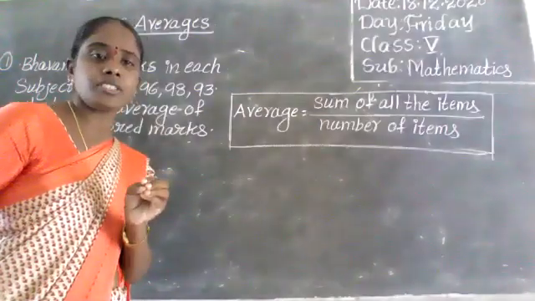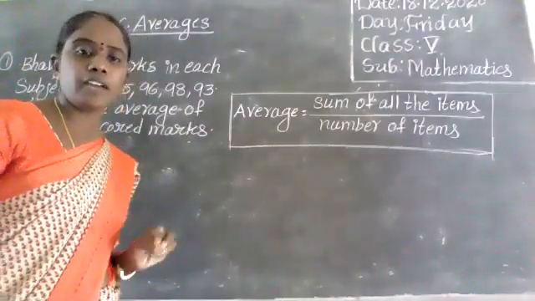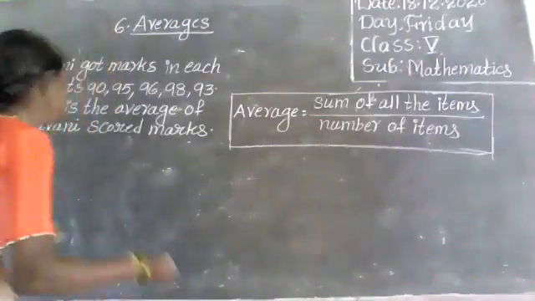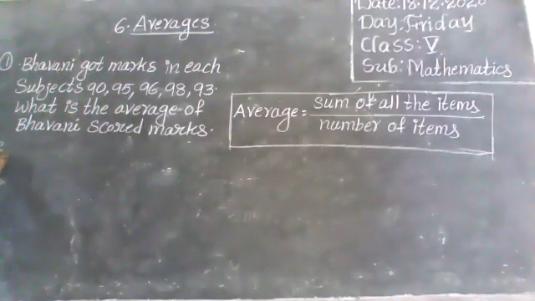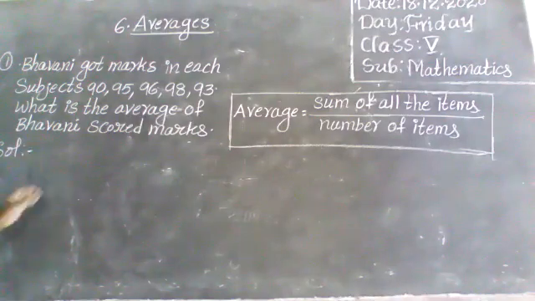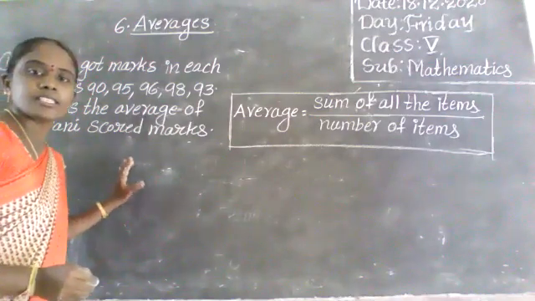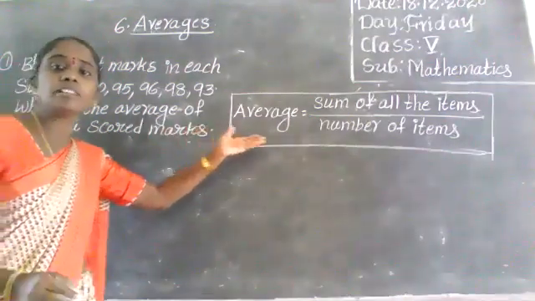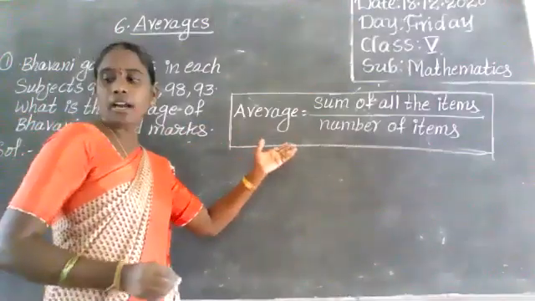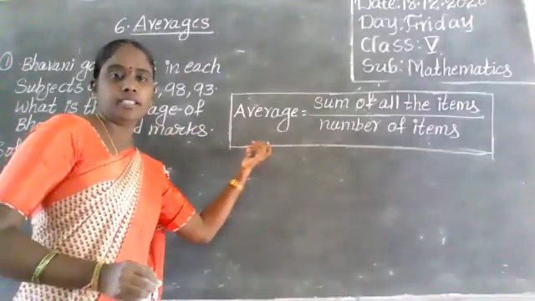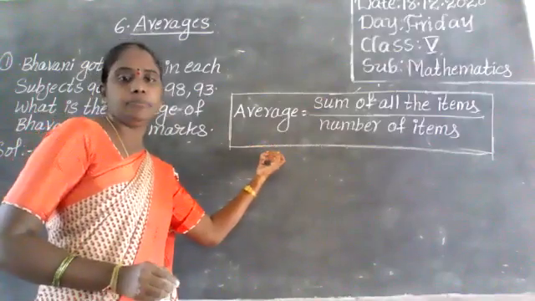What is the formula of average? Yes, first we have to write the formula of average. Average is nothing but sum of all the items by number of items. Okay, we know it already.